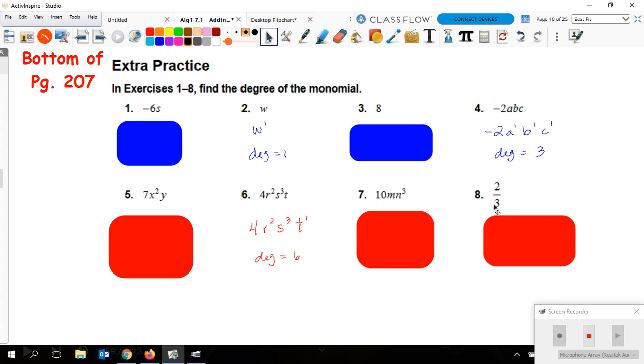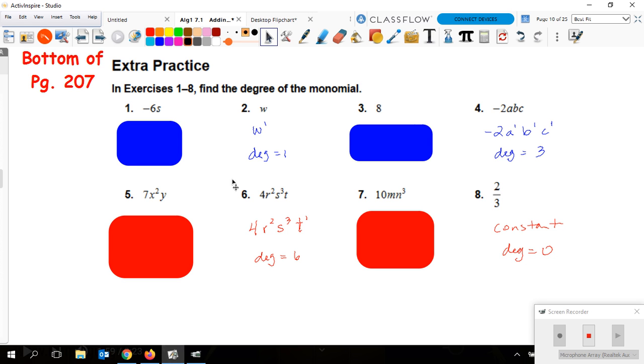And then problem number 8, we have 2/3. So it is a fraction, and that's okay. A fraction can be a polynomial, it could be a monomial. But this one doesn't have any variable. If it has no variable, it would just be degree 0. It's a constant, called a constant term. Any constant term with no variables attached to it is going to be degree 0. So go ahead and pause the video and do 1, 3, 5, and 7, these odd ones here. Get the degrees for those and then check your answer.